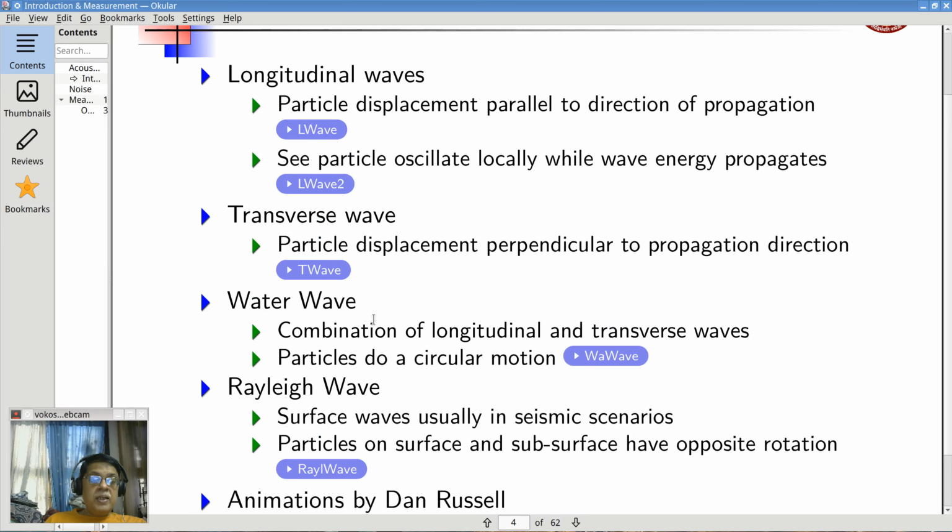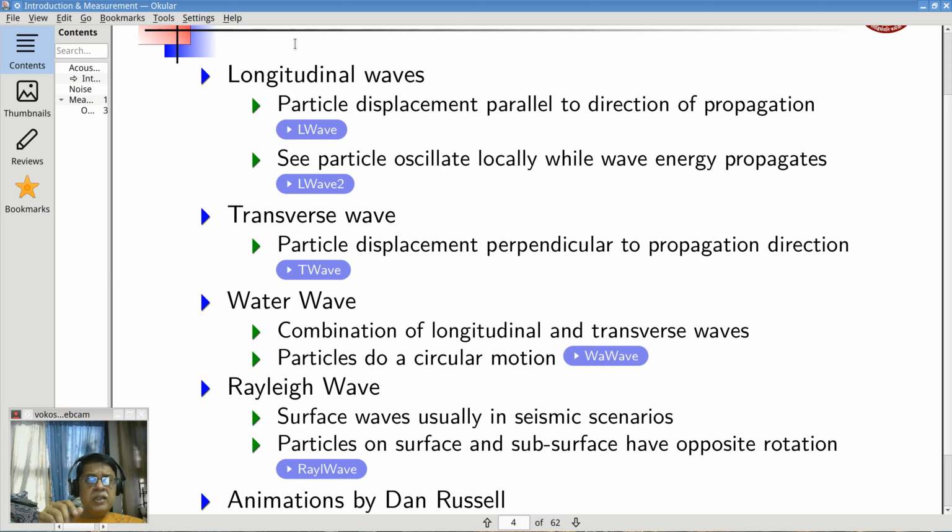Now there's another class of waves. So this is longitudinal waves, transverse waves, water waves. Then there are surface waves. For example, in earthquake scenarios, you have what is called a Rayleigh wave. If you are interested, you can go explore what a Rayleigh wave is. But there are so many waves. There is a Stoneley wave, there is a Rayleigh wave, there is the P wave, S wave, so many different categorizations that happen.